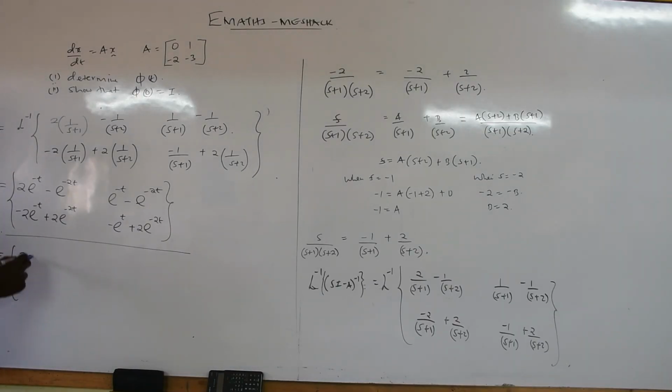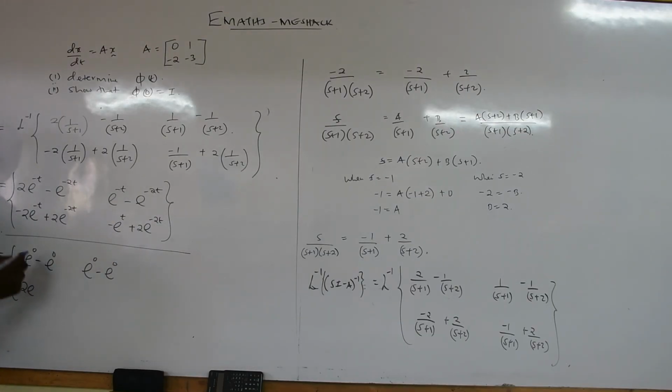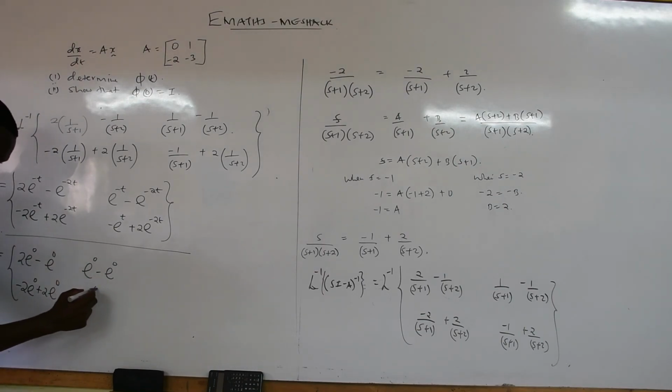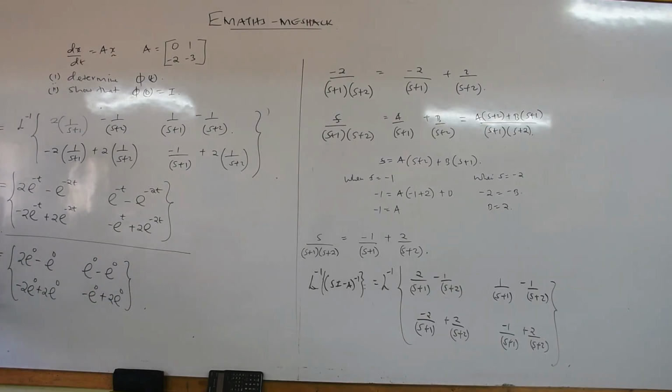So you have 2 exponent, when you replace t with 0, just 0, minus e to the negative 2 times 0, just 0. Then you have e to the 0, minus e to the negative 2 times 0, again 0. Then you have negative 2e to the 0, plus 2 exponent 0. Then you have negative exponent 0, plus 2 exponent 0. Okay. Now any value to power 0 is 1. So 2 times 1, this one is 1, and every exponent is 1.